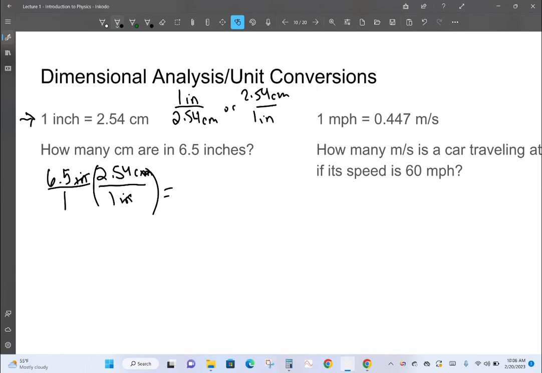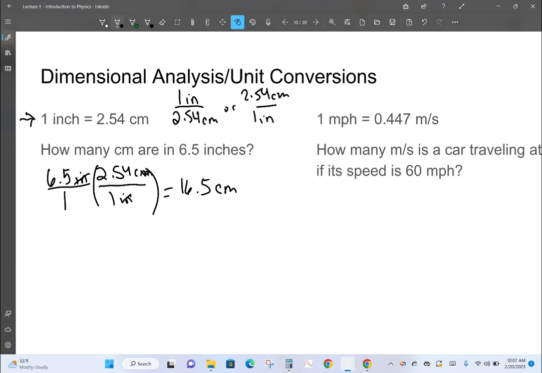So if I take 6.5 and I multiply it by 2.54, then I get 16.51, or 16.5 centimeters.